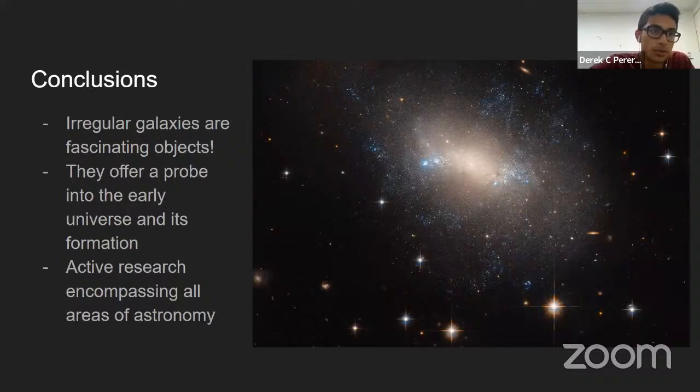So, to conclude this talk, irregular galaxies are obviously very beautiful. We've shown a great bunch of images of them, and they have been fascinating people for the last 100 years of astronomy. They offer a probe into various areas of physics. As I talked about, they offer some proofs of the Big Bang and also some evidence of dark matter, and also how galaxies and stars form throughout the history of the universe. And it is still a very active area of research, both here at the University of Minnesota and all across the world in many areas of astronomy. So that will conclude our talk.